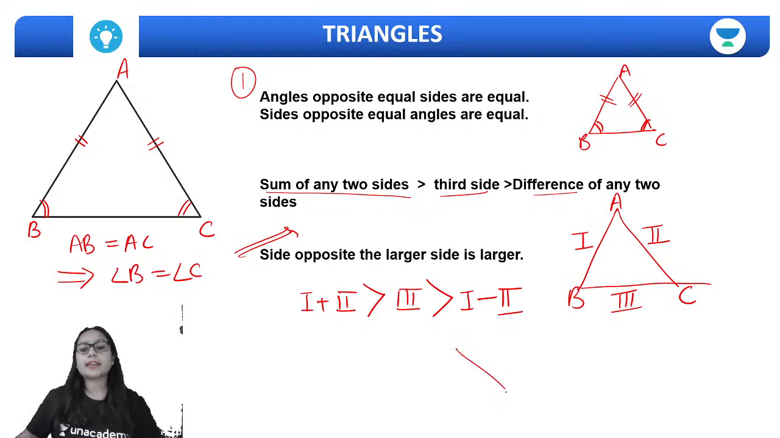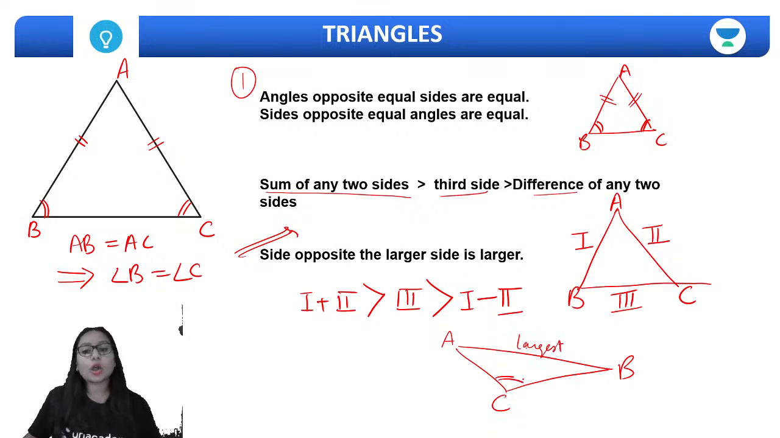Take a triangle with unequal sides. Now if I look at this triangle ABC, I can clearly see that side AB is the largest one. It means that the angle opposite to the largest side would be the largest angle. An angle opposite to the smallest side would be the smallest angle.